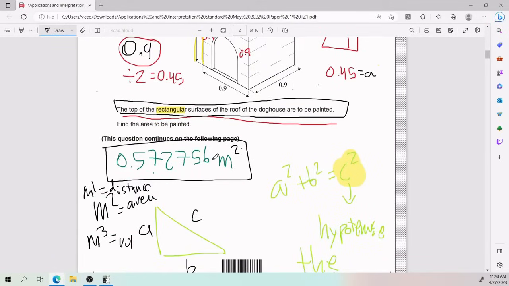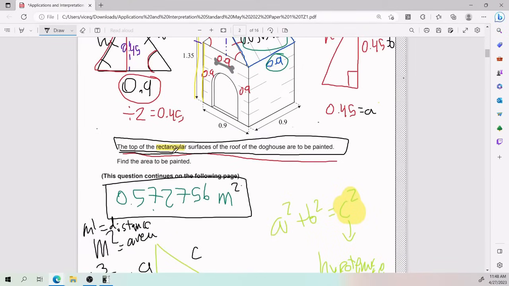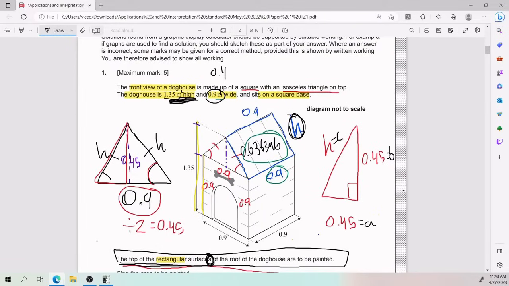See? The other thing that is wrong is that here it says that the top of the rectangular surface is... sides of the roof of the doghouse are to be painted. Do not forget that there is another rectangle on the other side. Okay, my art skills are not the best, but using a little bit of imagination, you know that there is a rectangle somewhere here. See?